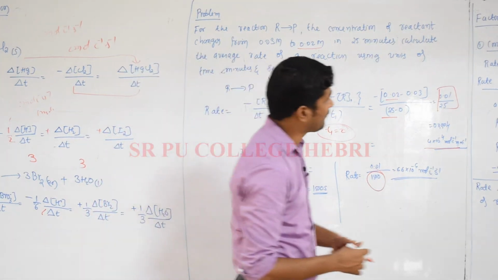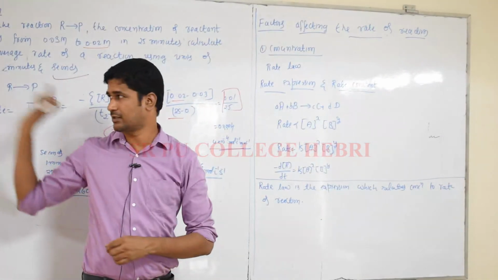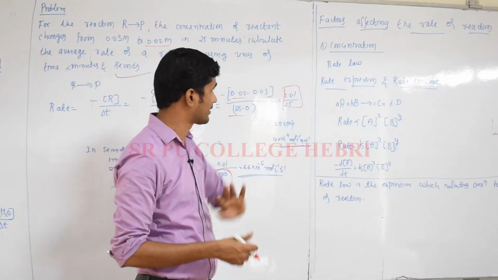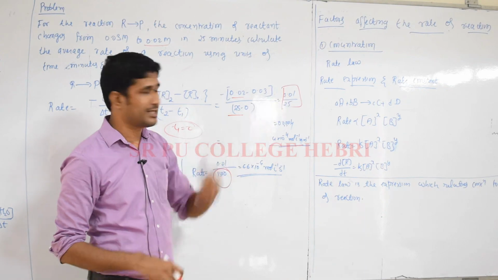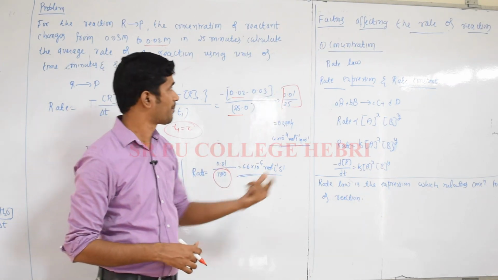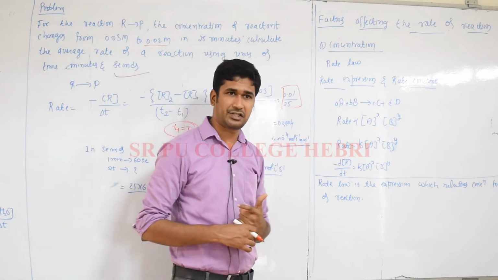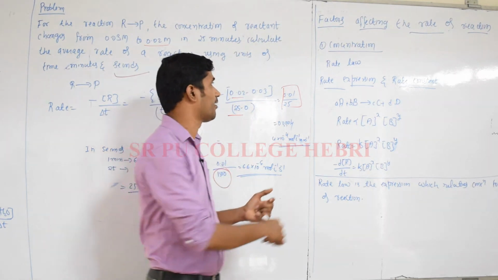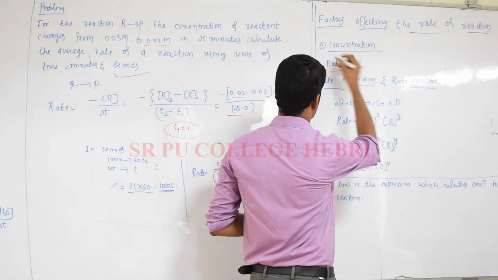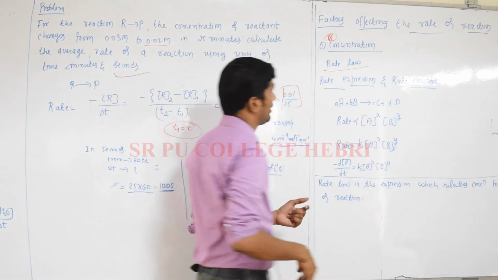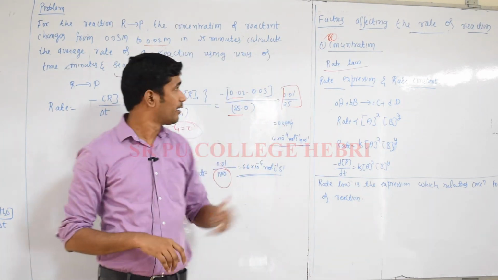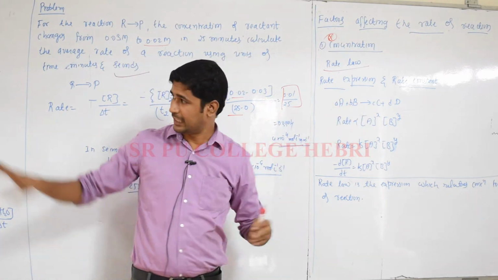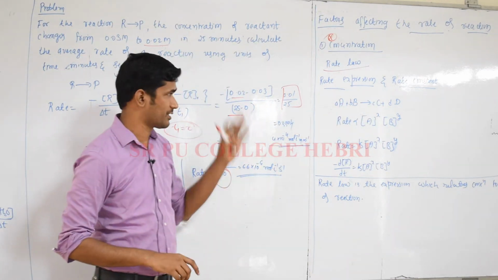Next, what are the factors affecting the rate of these reactions? There are two factors. The first one I will discuss is concentration. So concentration affects the rate of reaction. How? The effect of concentration is defined in terms of the rate law or rate expression. This is very, very, very important. For most of the reactions, the major thing which decides the rate of the reaction is concentration.